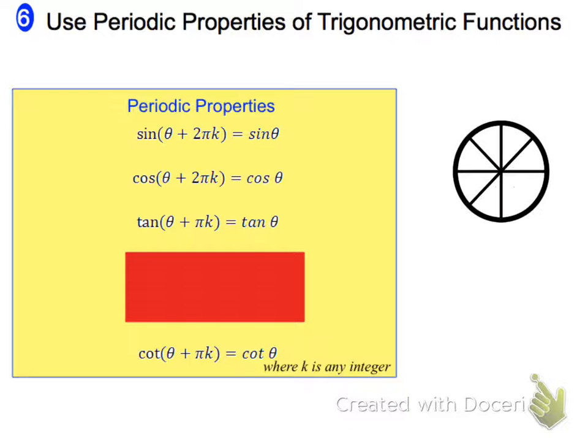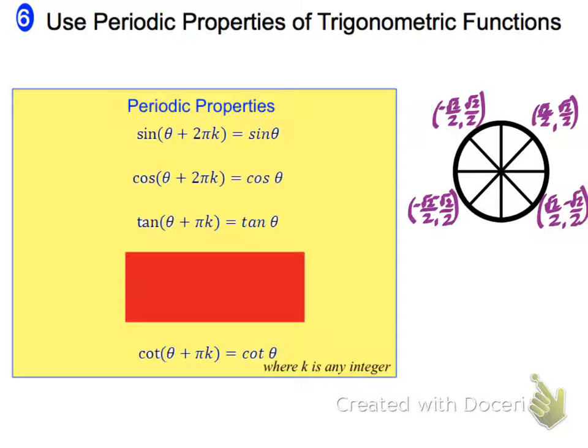Now let's look real quick at a circle, and I have that pi over 4 point, root 2 over 2, root 2 over 2. We've seen that over and over again. If I flip that point into quadrant 2, notice that the x value becomes negative, but the y value stays positive. If I flip it down into quadrant 3, both x and y become negative. And if I flip it into quadrant 4, the x is positive, but the y is negative.